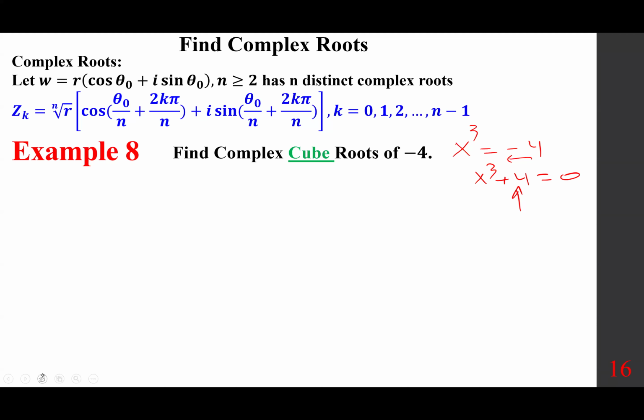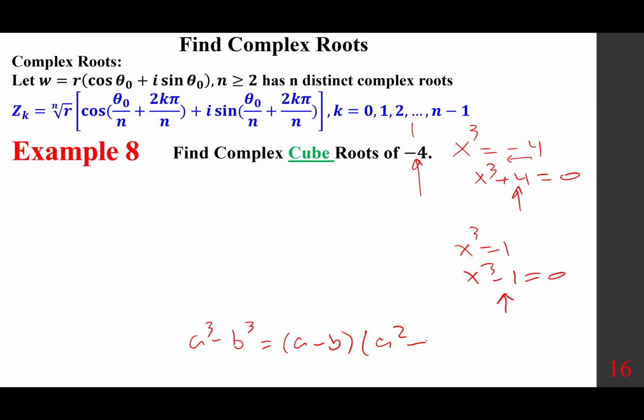So let me erase this. Again, this may be difficult to grasp, but what if they said cube roots of 1? You would say x cubed equals 1, x cubed minus 1 equal to 0, and you would factor this. Just to remind you, a cubed minus b cubed is a minus b times a squared plus ab plus b squared. Please understand, this one doesn't have 2, it's not a perfect square, and when it's plus, this becomes minus. Just to remind you how it can be done possibly in algebra.